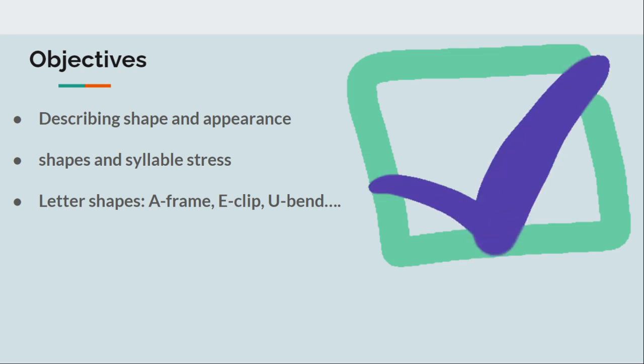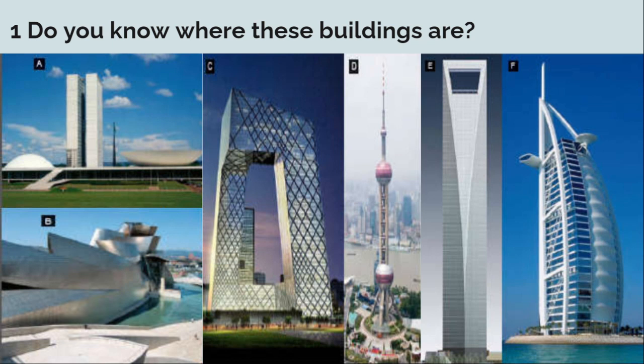Our learning objectives. In this lesson we will learn how to describe shapes and appearance. We will learn about shapes and syllable stress, and we will see letter shapes like A-frame, E-clip, and U-bend, etc. In front of us, we have 6 buildings that embody a very peculiar and interesting shape, and all of these buildings are scattered around the world. So let us try to find out the names of these buildings.